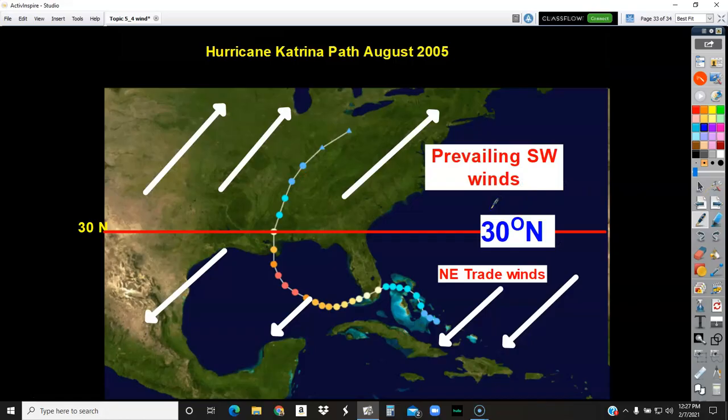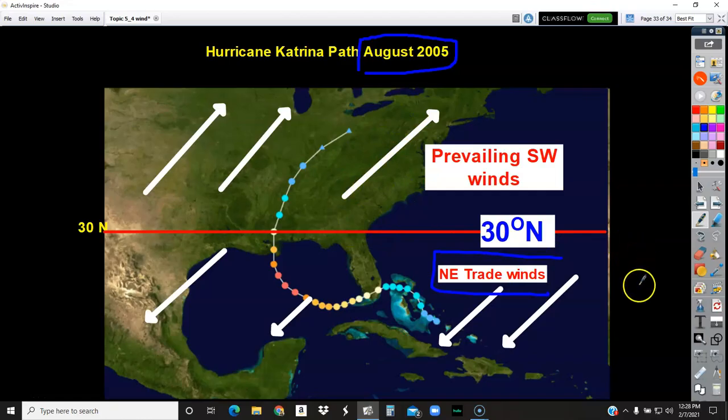And let's see, this is showing you the path of Katrina. So if you go back to 2005 when Katrina hit, you can see how these wind belts and ocean currents can steer the path of a hurricane, especially the winds. So Katrina came across the Caribbean, South Florida. It was caught in the trade winds because right here, this red line is 30 north. So if you remember from the planetary wind belt, these are the trade winds. So most of Florida is actually in the trade wind belt. The rest of the United States is in the southwesterlies.